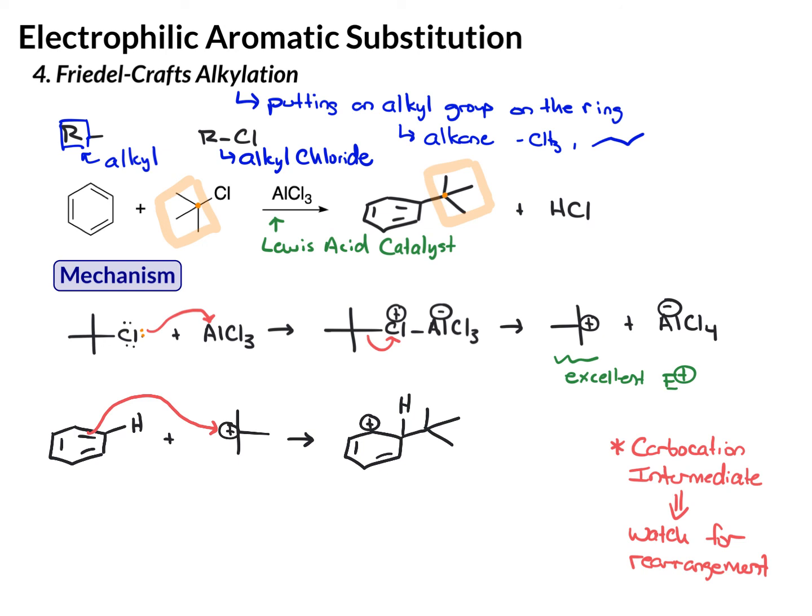All right, from here we want to reform the aromatic ring. And what we're going to do is use this aluminum tetrachloride. So that aluminum wants to go back to just the AlCl3, so we can do that by pushing out a Cl-, and that Cl- will come and take the proton, eliminate here to give us the aromatic ring. So we end up with our aromatic ring with the tert-butyl group. We get the HCl byproduct, and we get our Lewis acid catalyst regenerated.